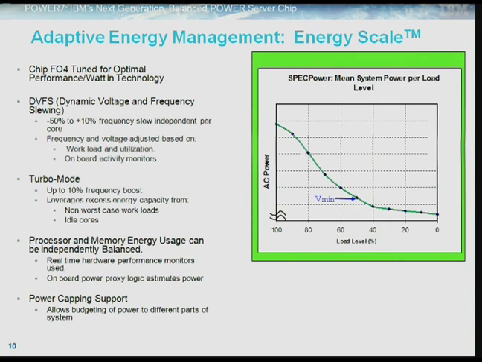Power 7 also offers a turbo mode of operation. If selected, this allows the chip to boost frequency up to 10%, leveraging excess power capacity from either non-worst case workloads or excess capacity from unused cores, which may be in an idle or reduced execution mode.